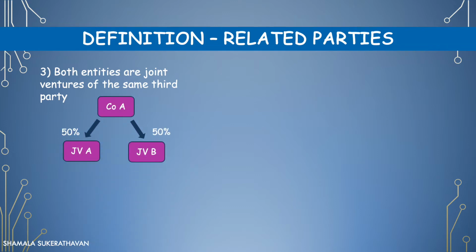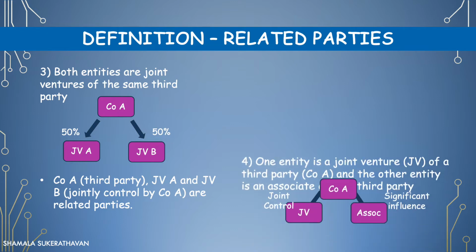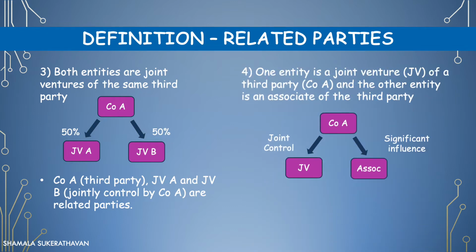3. Both entities are joint ventures of the same third party. In this example, Company A being the third party, joint venture A and joint venture B, which are jointly controlled by Company A, are all related parties. 4. One entity is a joint venture of a third party and the other entity is an associate of the third party. Thus, in this example, Company A, the joint venture, and the associate are related parties.